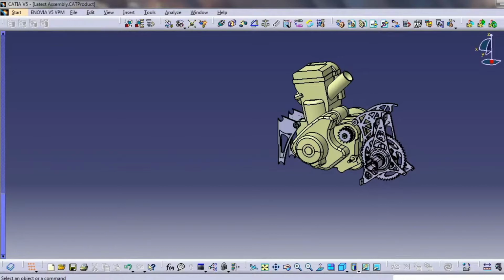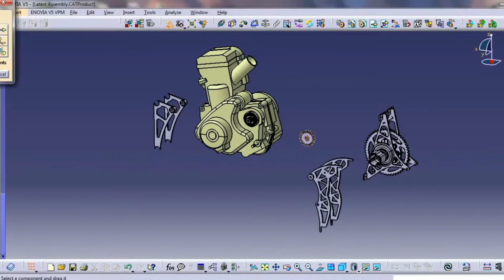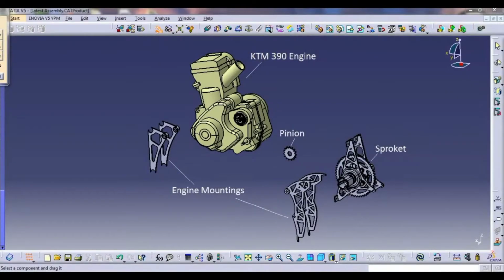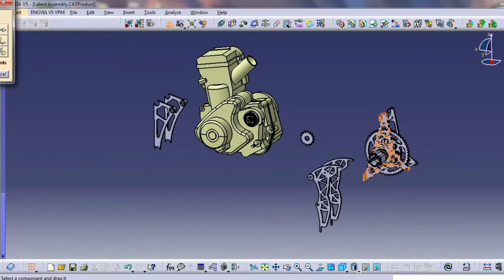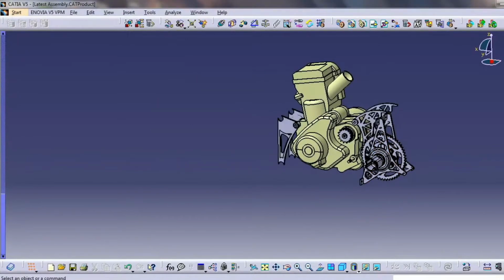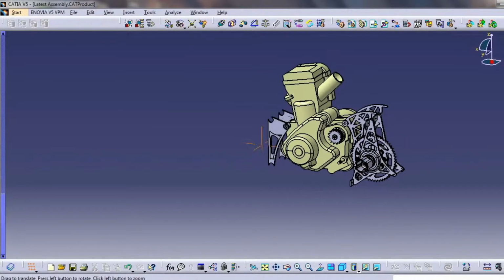Now moving on to the drivetrain. Drivetrain is defined as the system that transmits power from the engine to the wheels with the help of components such as engine, pinion, sprocket, drive shaft, differential, axle and wheels. You will see the different components of the drivetrain on your screen. In drivetrain, we use chain drive and open differential. The engine which we use in our vehicle is the KTM 390.